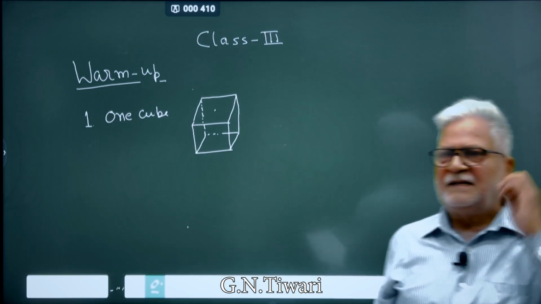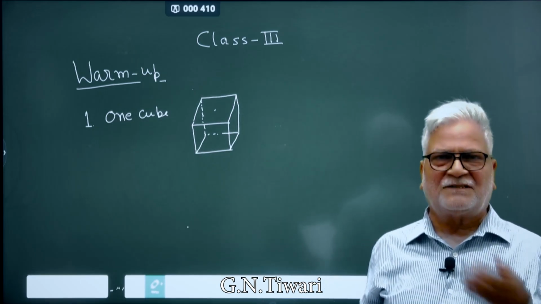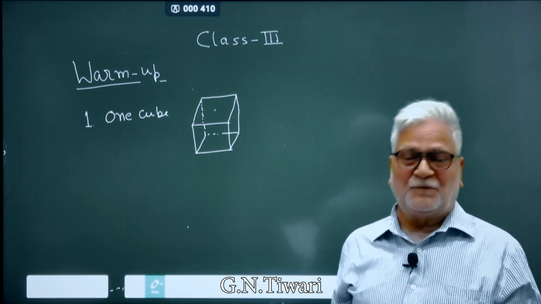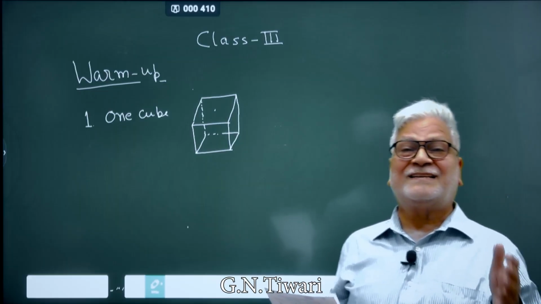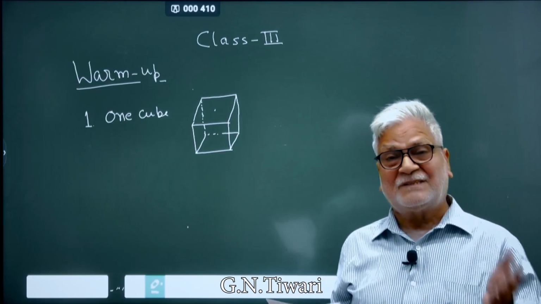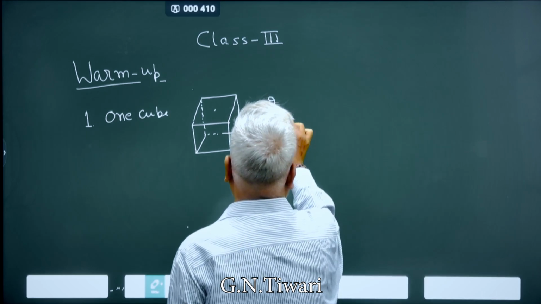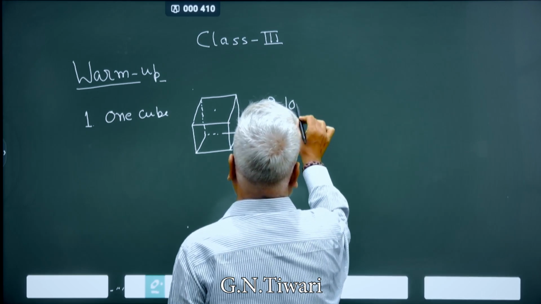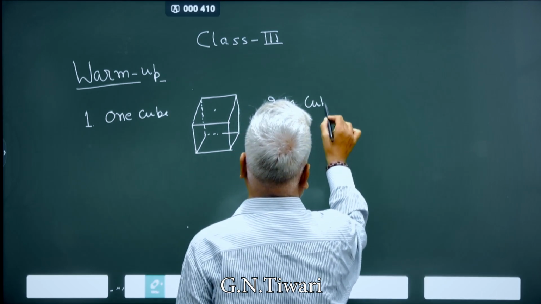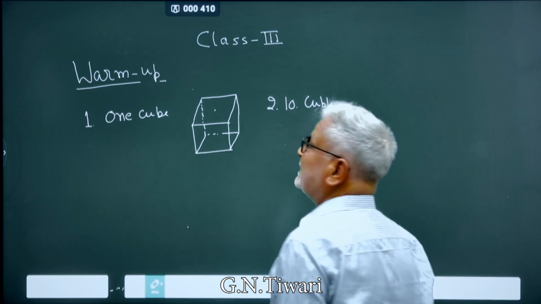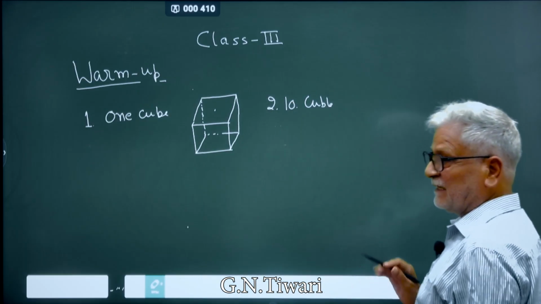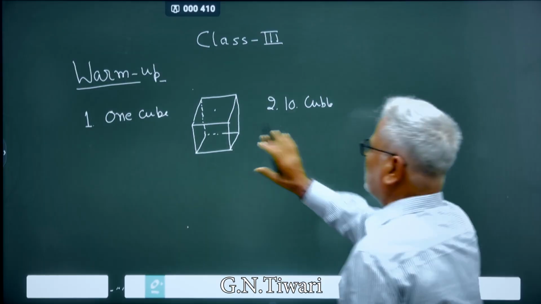But if it is very difficult for students to make this 1 cube, and you want to go for the 10 number, after 1 this is the 10 number. So the second will be 10 cube. How will we make the 10 cube? That is very, very important. You follow the same procedure.